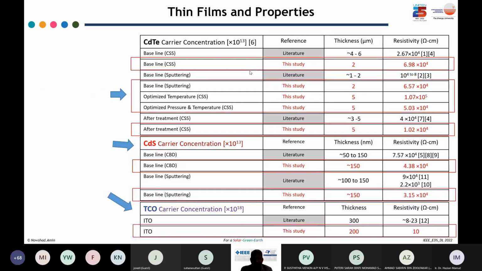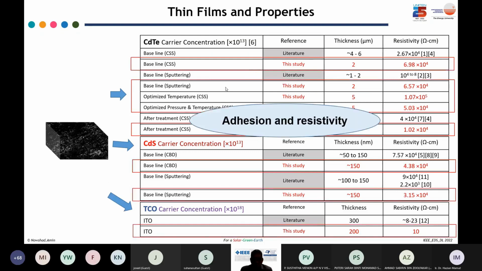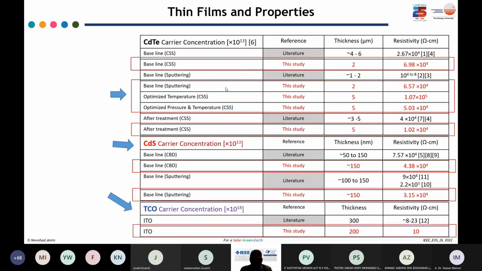So here I have shown the quality of our thin films grown on the ultra-thin glass, compared with other literature.